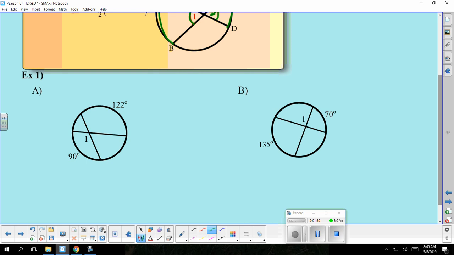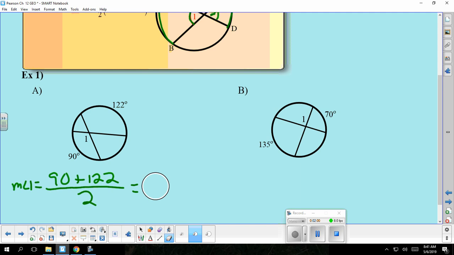Let's figure out the measure of angle 1. So I'm going to add 90 plus 122, and then divide it by 2. That will give me the measure of angle 1. The measure of angle 1 equals 106 degrees. Try B yourself. See if you can come up with the answer.